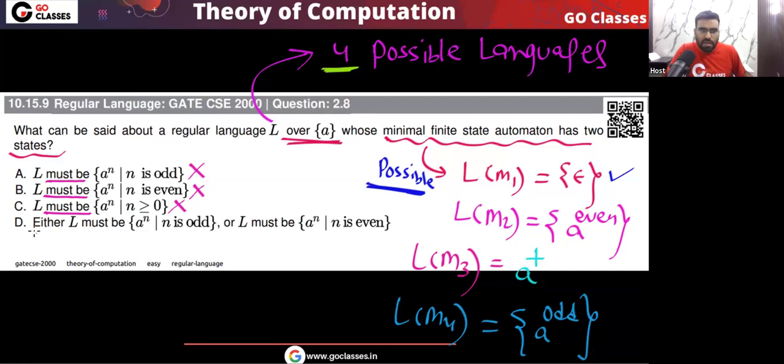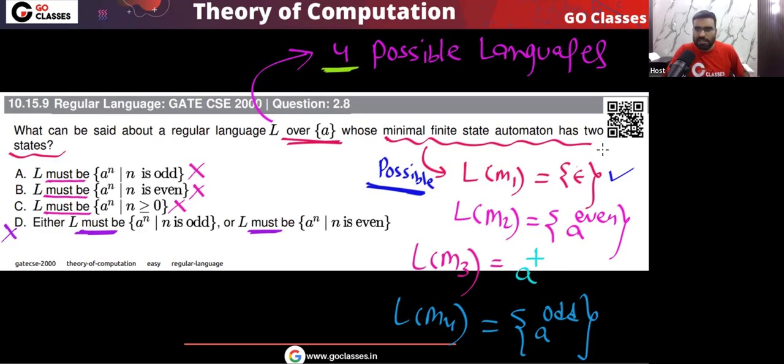What about this one? L must be this or L must be this. This is also wrong. Is this point clear? So remember, there is no option correct. None of the options is correct.